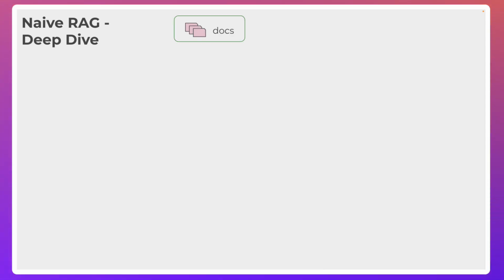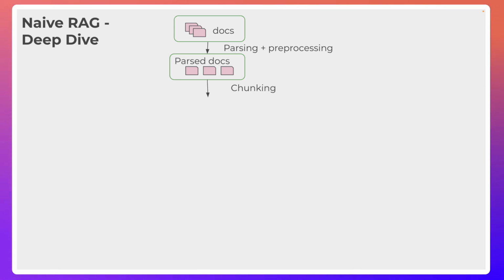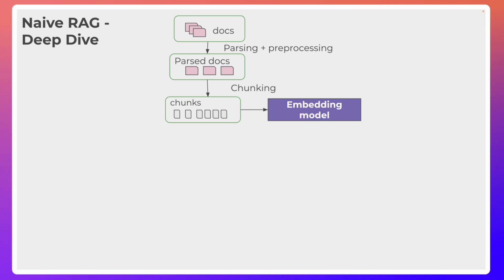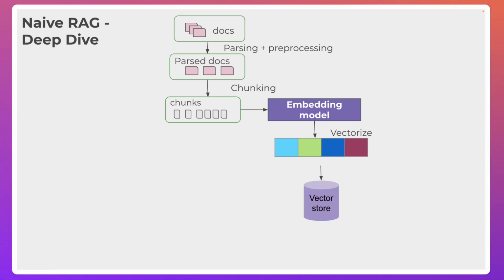So really, if you want to do a deep dive into naive RAG, this is what happens. We have the documents, and these documents are going through the phase of parsing and pre-processing. So essentially, cut them up into smaller documents. This is the chunking process, and then those smaller chunks are passed through the embedding model to create vectors out of these chunks. Okay, so we're vectorizing those chunks. And then that is what is saved into a vector store or a vector database.